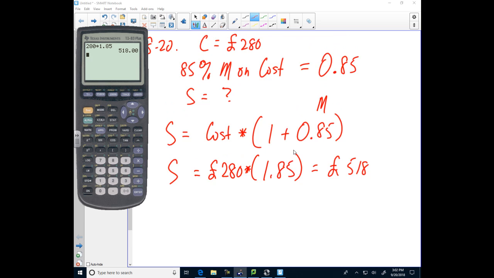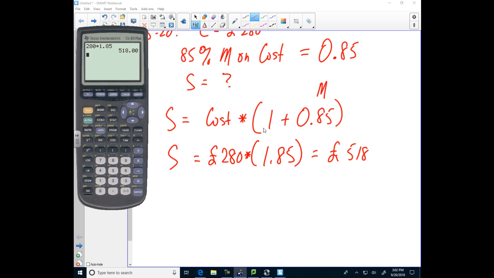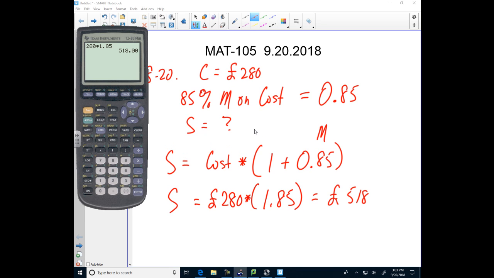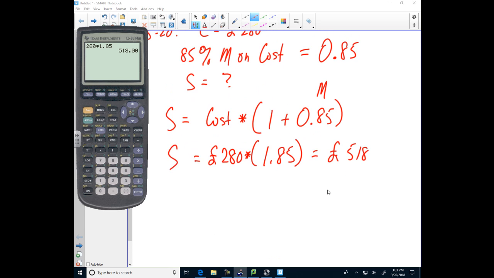Let's think about what we did. We know what it costs to produce the thing. We want to make 85% markup based on that price. Turn that into a decimal, add it to 1, multiply by the original cost, and you've got the selling price. Okay? Everybody okay with that?